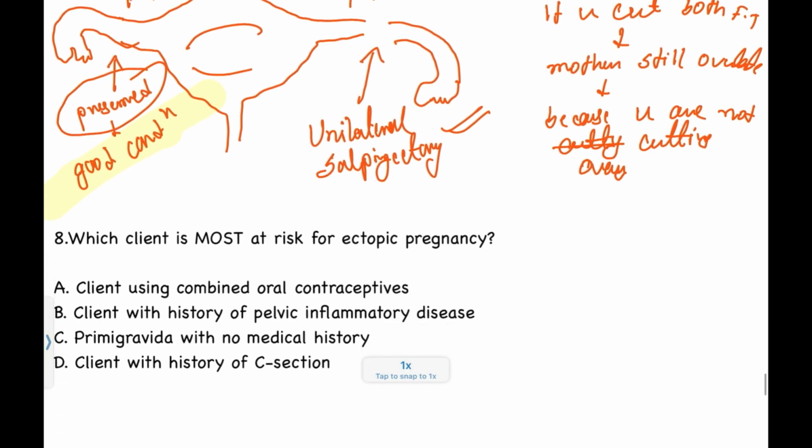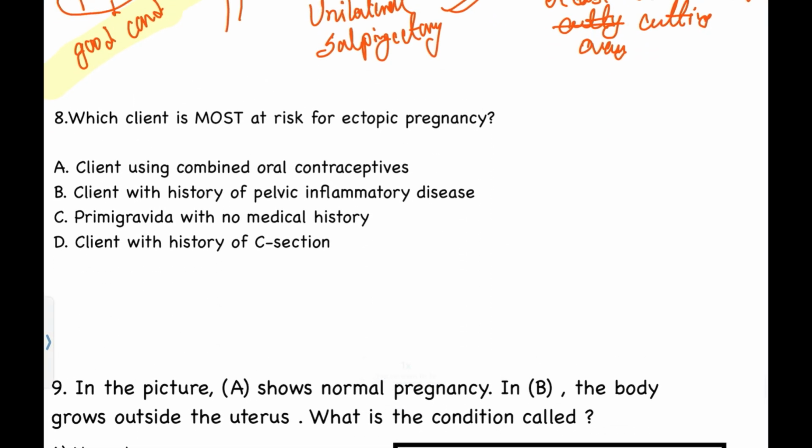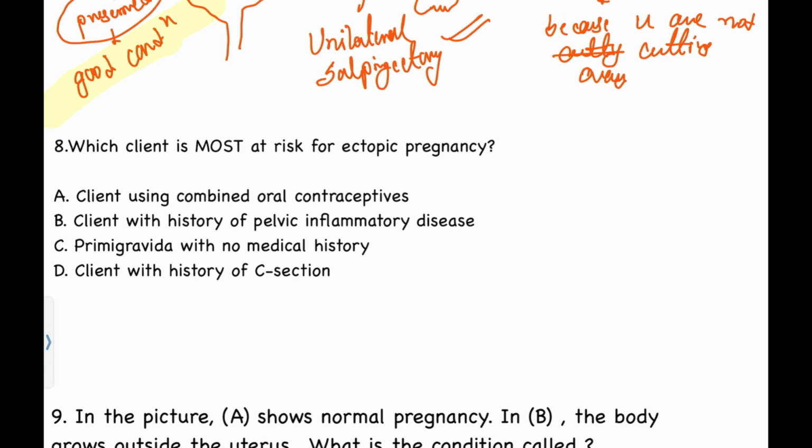Okay. Now, question number 8. Which client is most at risk for ectopic pregnancy? In the question it is saying most at risk for ectopic pregnancy. That means they are asking about risk factors. Which one most indicates the risk for having an ectopic pregnancy?